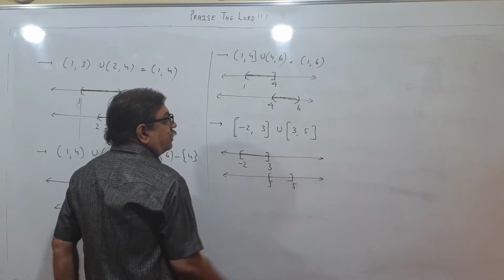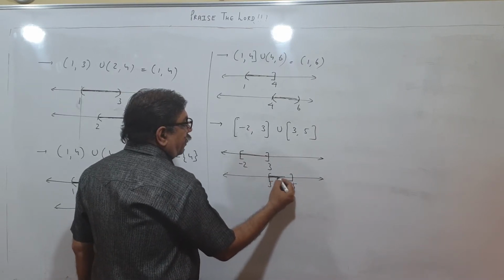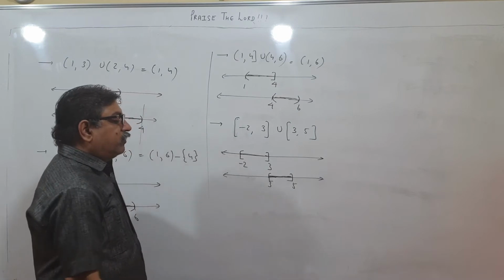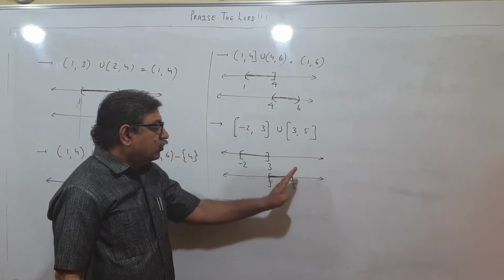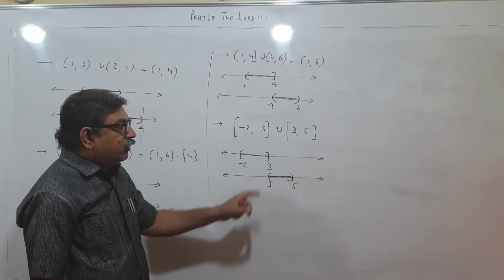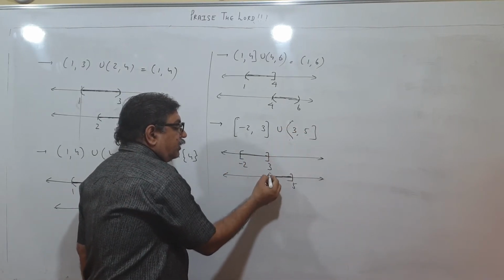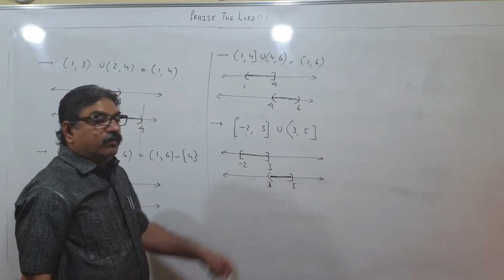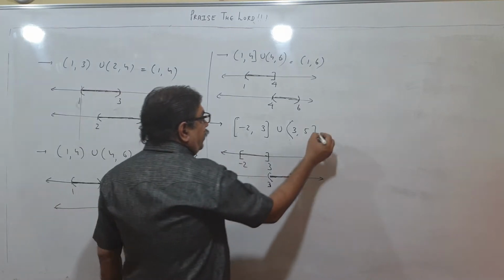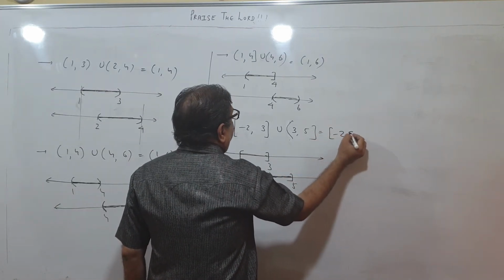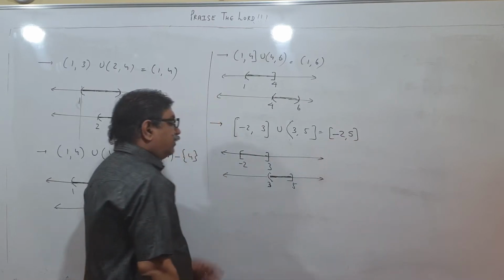Okay children, this is the region. We want the union, which means we want all the elements from -2 to 5. We are having all the elements. 3 is also included. Even if it was open over here, supposedly 3 is not included here, but 3 is included over here. So the answer will be from -2 to 5. This will be the answer, from here to here.